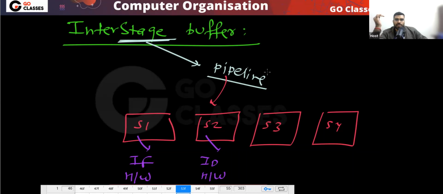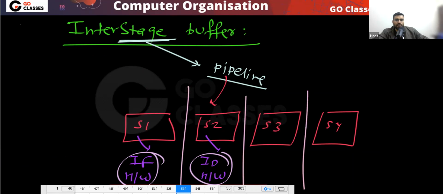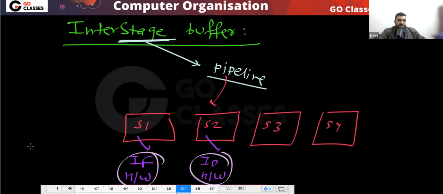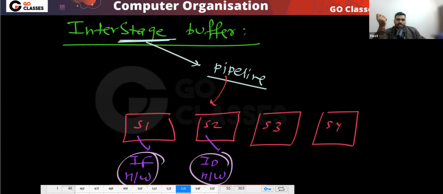Now you can notice that in the pipeline you have this concept of stages. These are the stages of the pipeline. You are separating the hardware like this. Now in the pipeline, what happens? You can notice many instructions are executing at the same time, right? Yes or no? Many instructions are executing concurrently. When some instruction is here, the next instruction is here. When instruction I1 is here, I2 is here, then I3 is here. So many instructions are executing simultaneously.